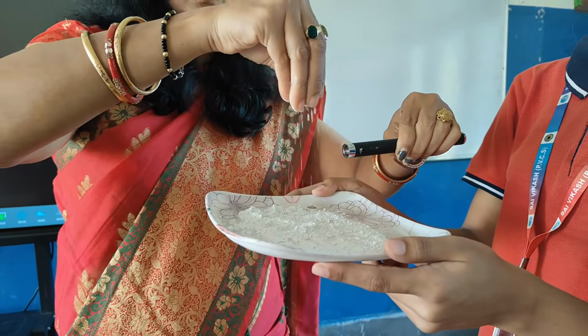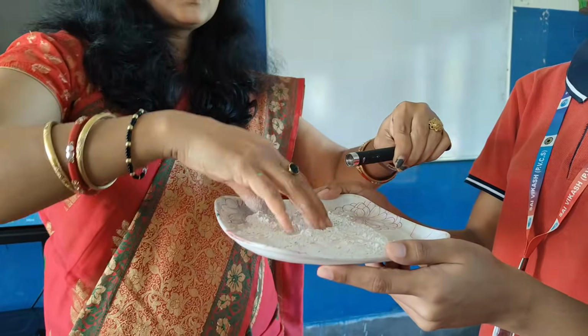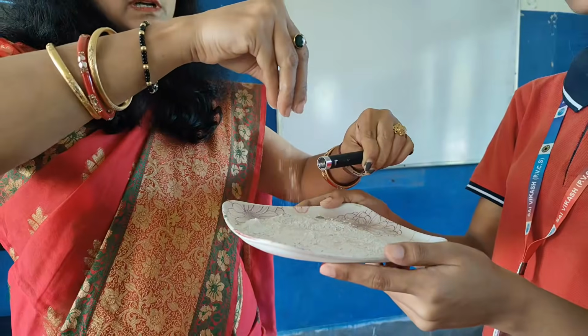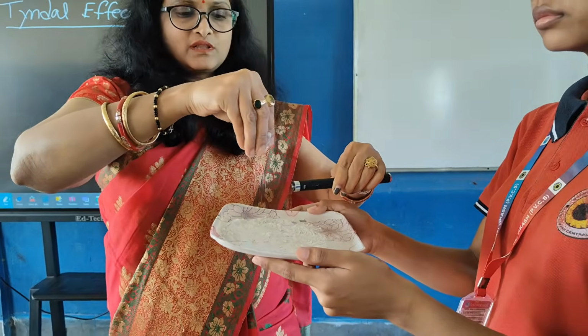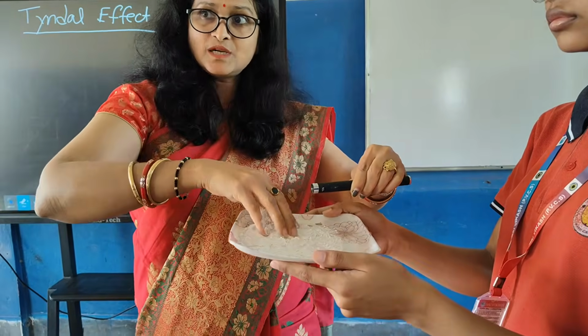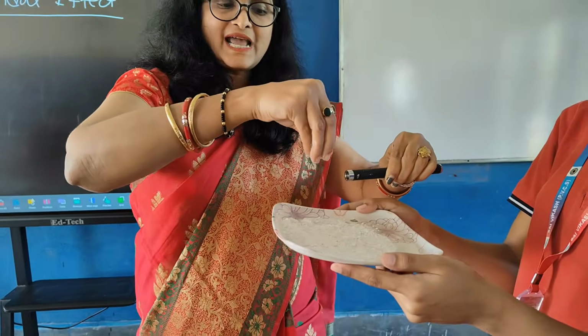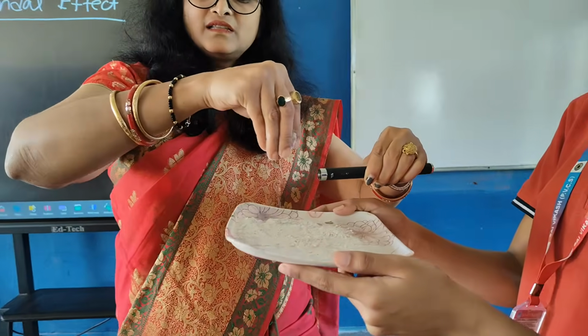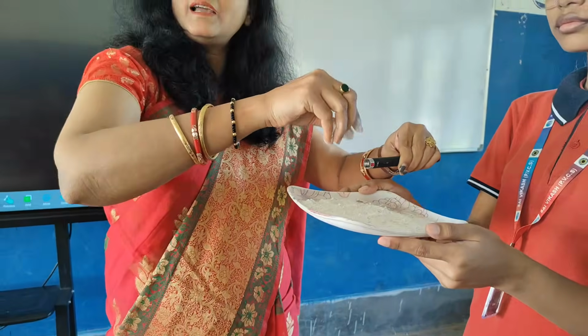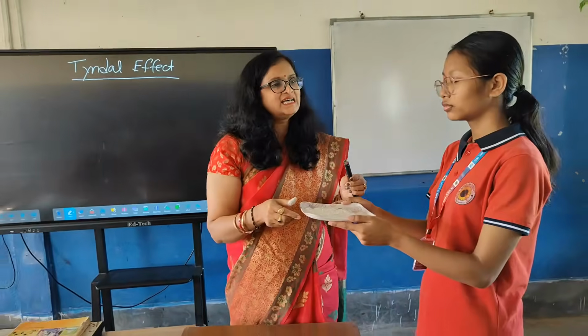Is it visible to you? See, the green color light is visible when I am putting the dust particles. Is it visible to everyone? So when this light strikes the dust particles, it scatters the light, and then we are able to see it. Is it visible? So this effect is called the Tyndall effect.